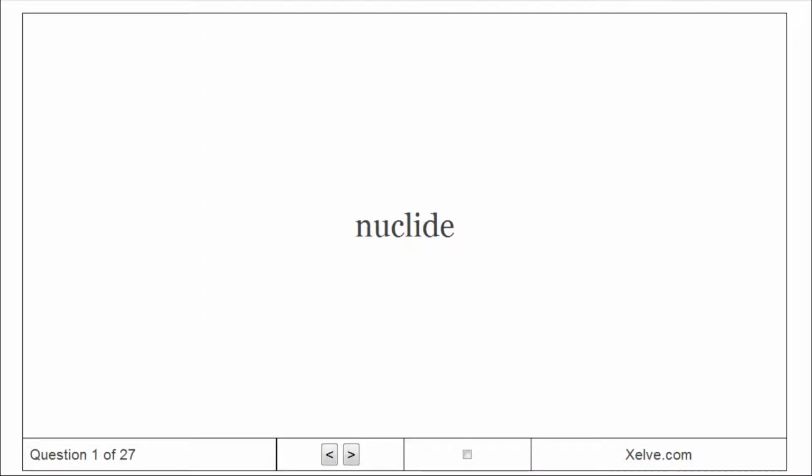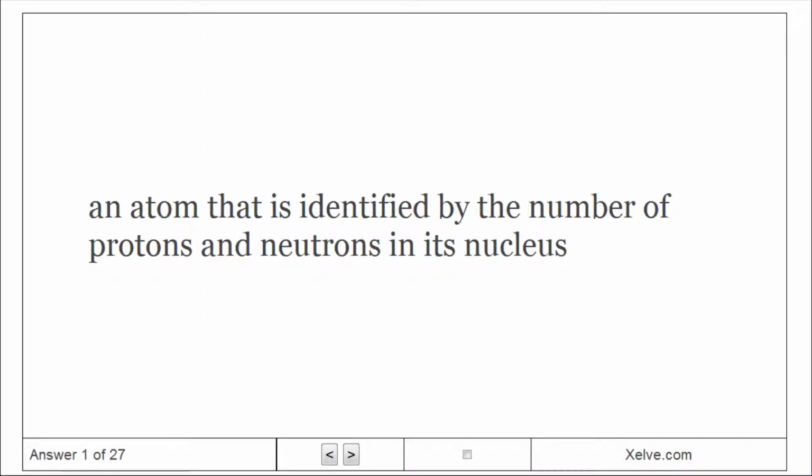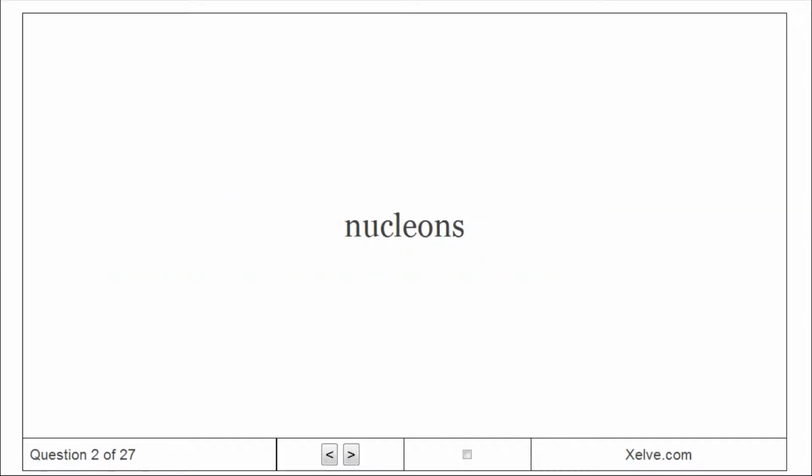Nuclide. An atom that is identified by the number of protons and neutrons in its nucleus. Nucleons. Particles in the nucleus.